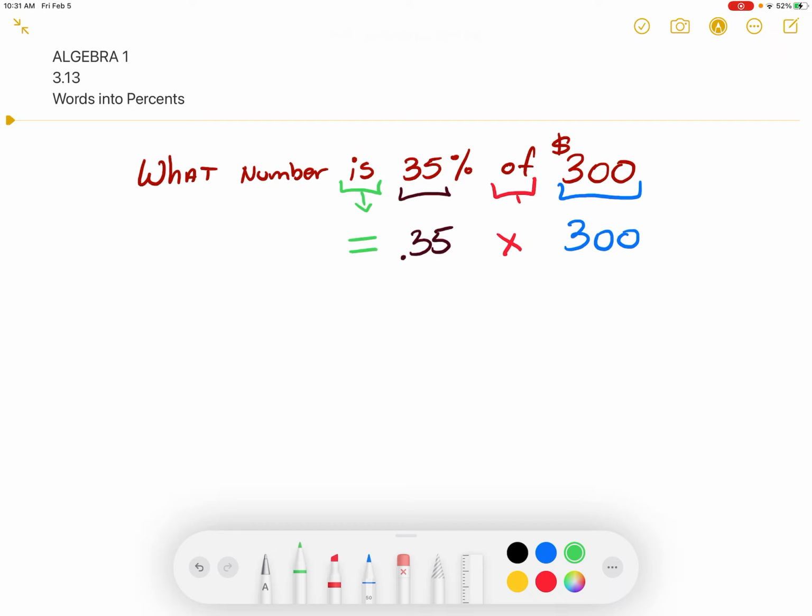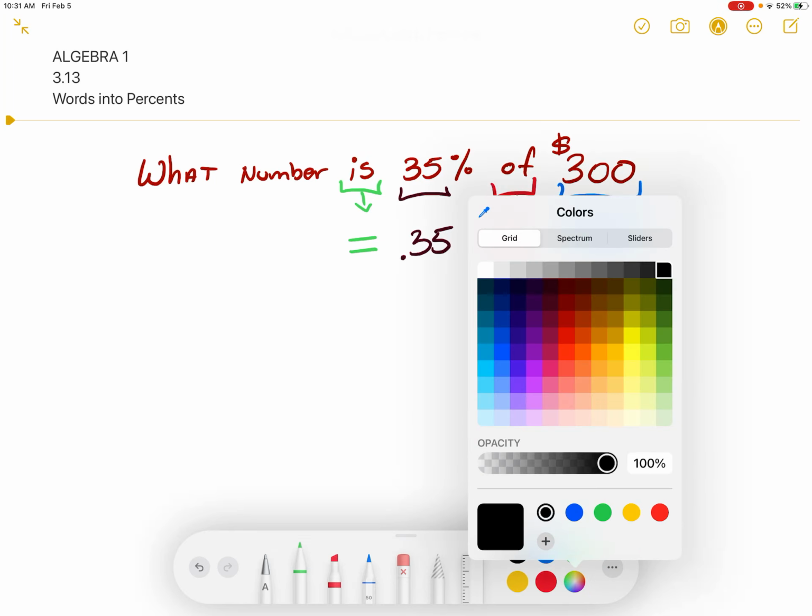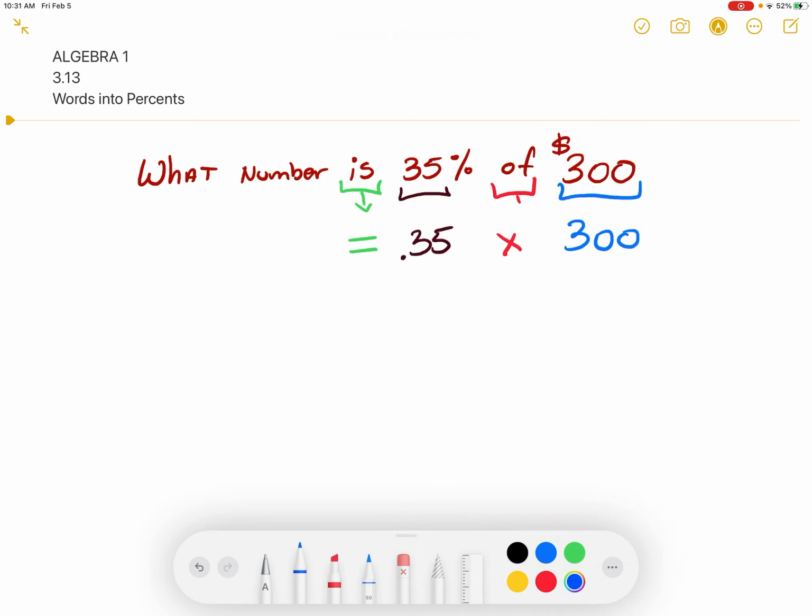So far I have 0.35 of 300 is equal to something. Now, we don't know what that something is yet, obviously, because we're trying to solve for it. That means, in normal algebra fashion, I could change that into the letter x or y or any missing variable. For today, we're going to use n. So we're looking for the number n, right? n is 0.35 of 300, or n equals 0.35 times 300.